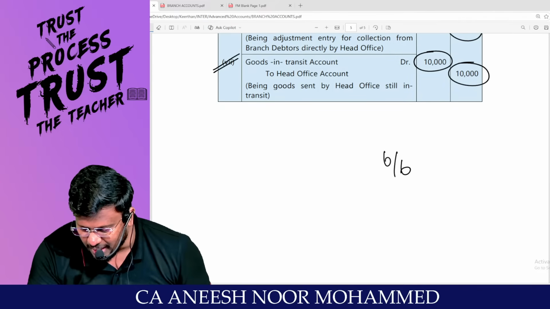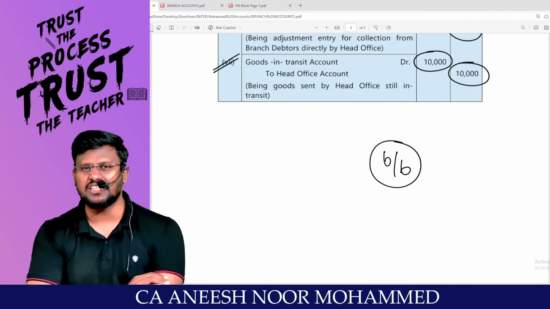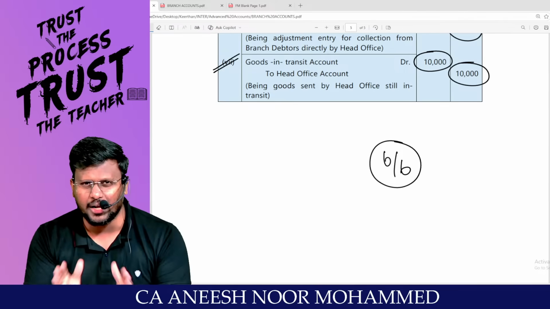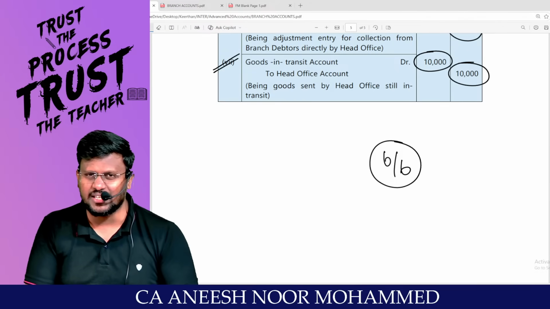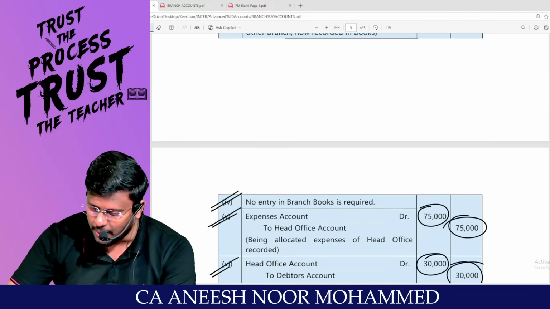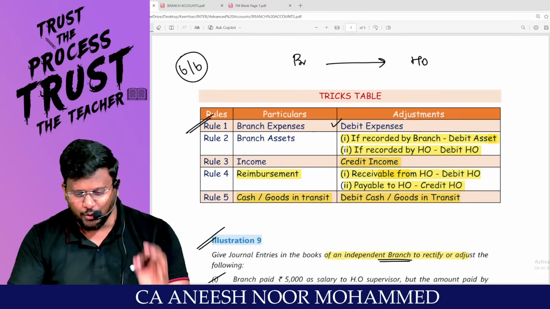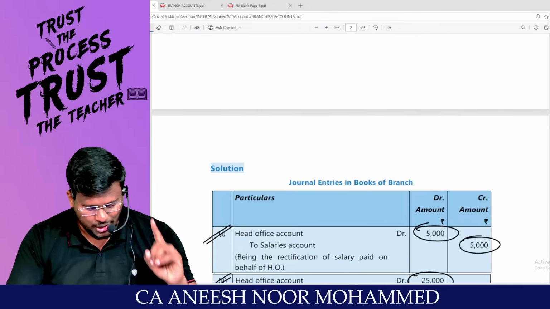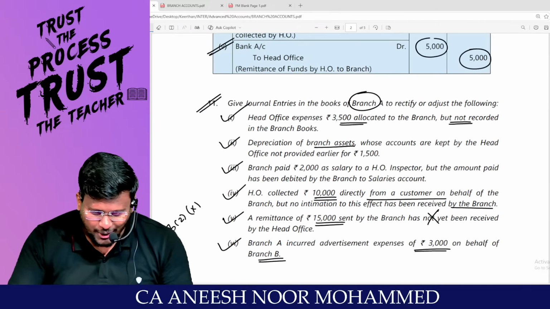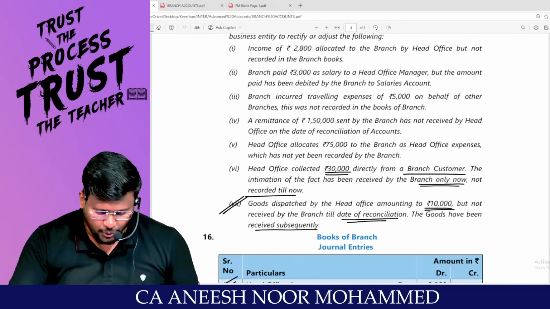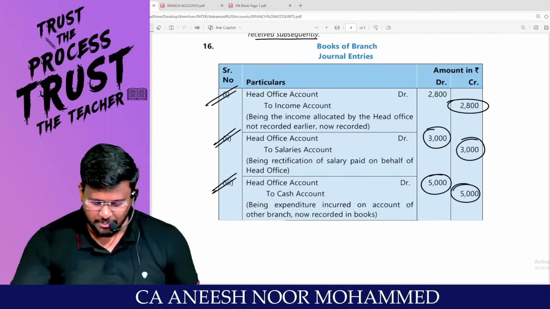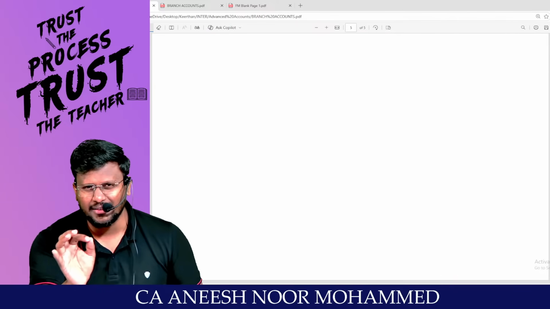I believe that, my dear lovable students, if such a question comes from independent branch, tomorrow we will happily sweep it for 6 by 6. I just want one thing from you. Every one of you sincerely try illustration number 11 on your own. And every one of you sincerely try illustration number 16. I'm taking this much effort for you.